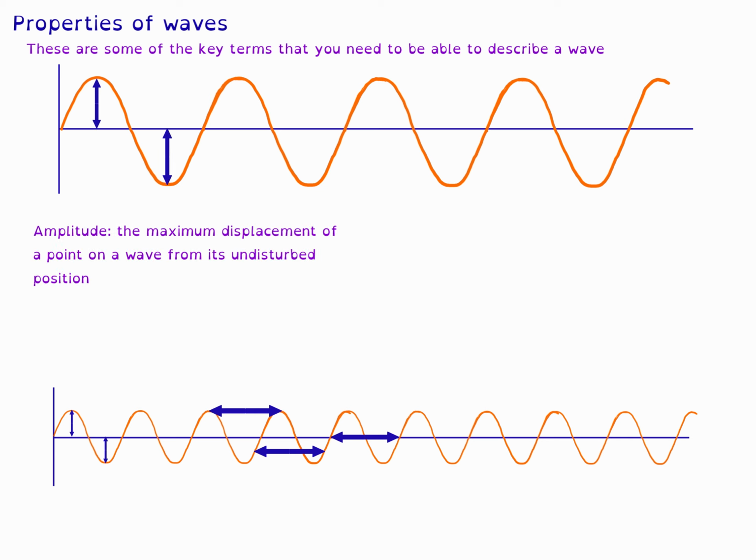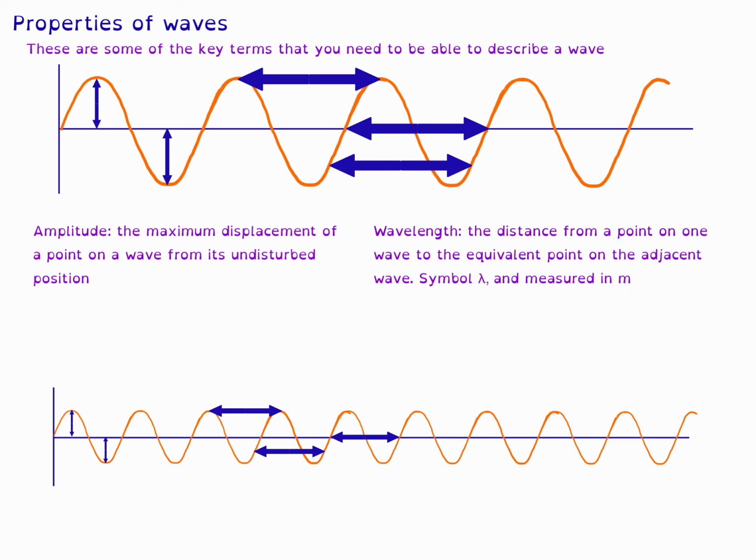Amplitude. This is the maximum displacement of a point on a wave from its undisturbed position. Wavelength. The distance from a point on one wave to the equivalent point on the adjacent wave. Its symbol is lambda and it's measured in metres. Frequency. The number of waves that pass a point each second. Its symbol is little f and it's measured in hertz.